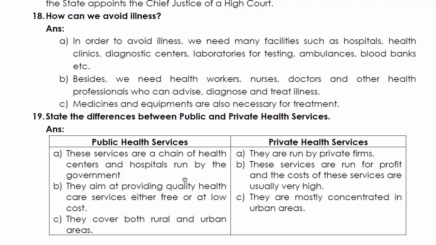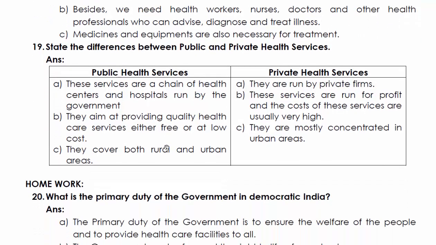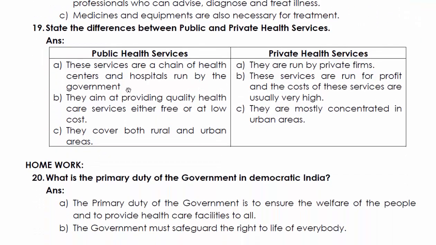State the difference between public and private health services. Public health services are a chain of health centers and hospitals run by the government, whereas private health services are run by private firms or companies. Secondly, public health services aim at providing quality health care either free or at low cost, whereas private health services are run for profit, and the costs of these services are usually very high.